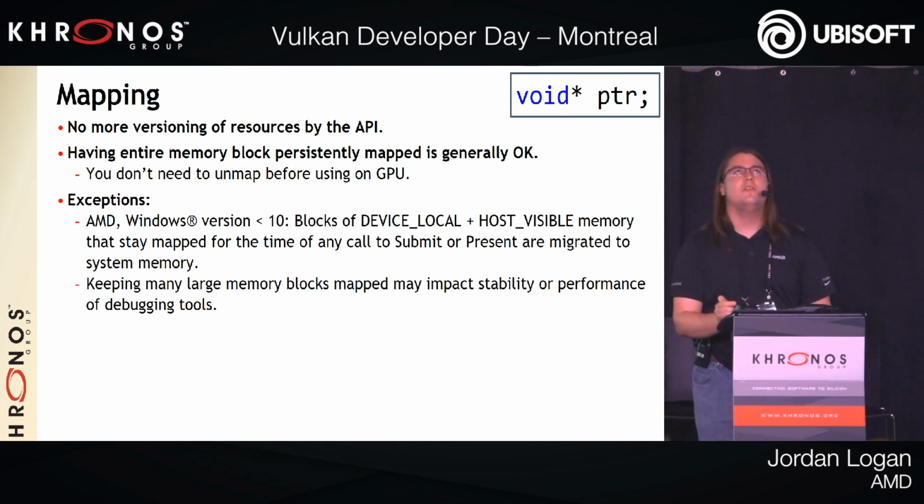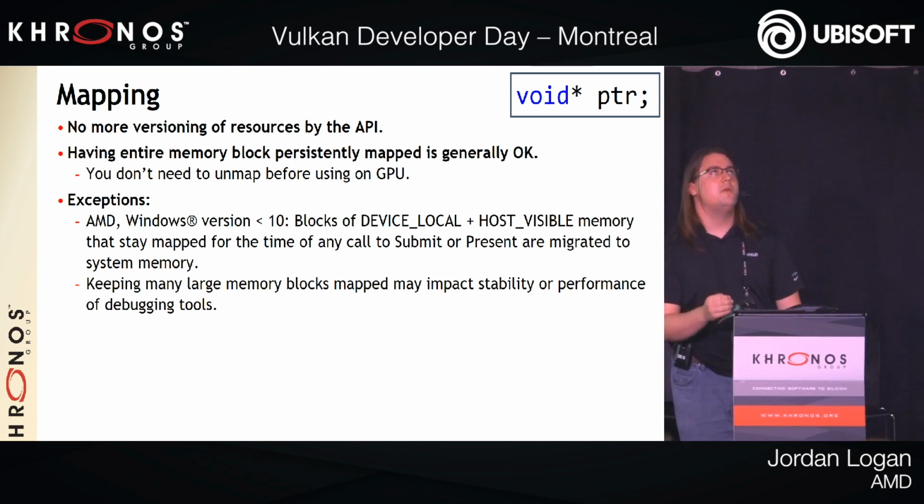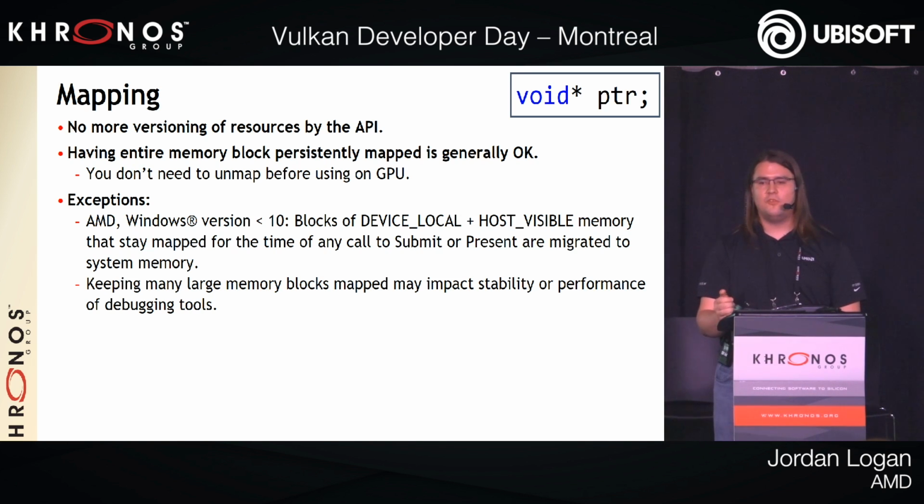Eventually, we need to get some data into your memory, so we'll move on to the topic of mapping. Now, unlike previous APIs, there is no automatic versioning of resources as you allocate and map them. So you have to do that yourself. But with this removal of the requirement of versioning, you can just leave your resources persistently mapped throughout the whole frame, and even when you submit and present, with a couple of exceptions you should be aware of.